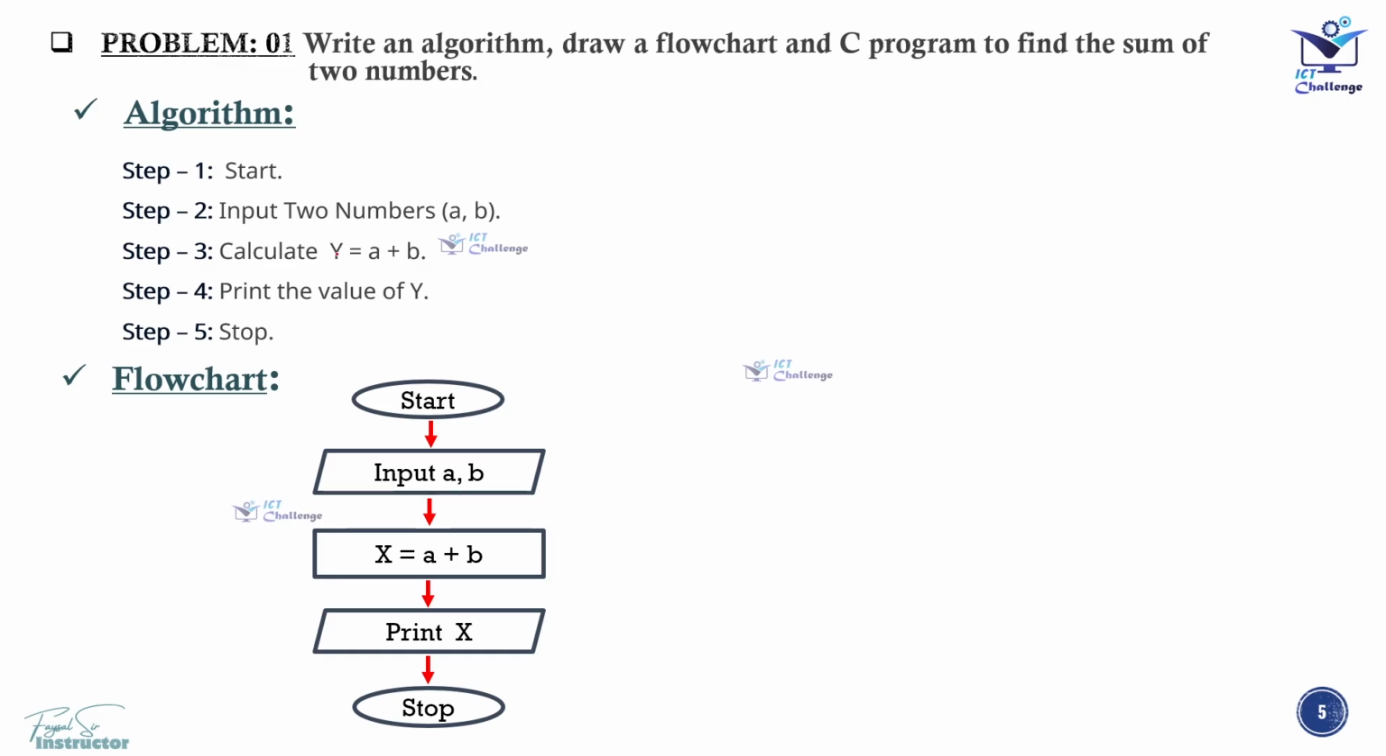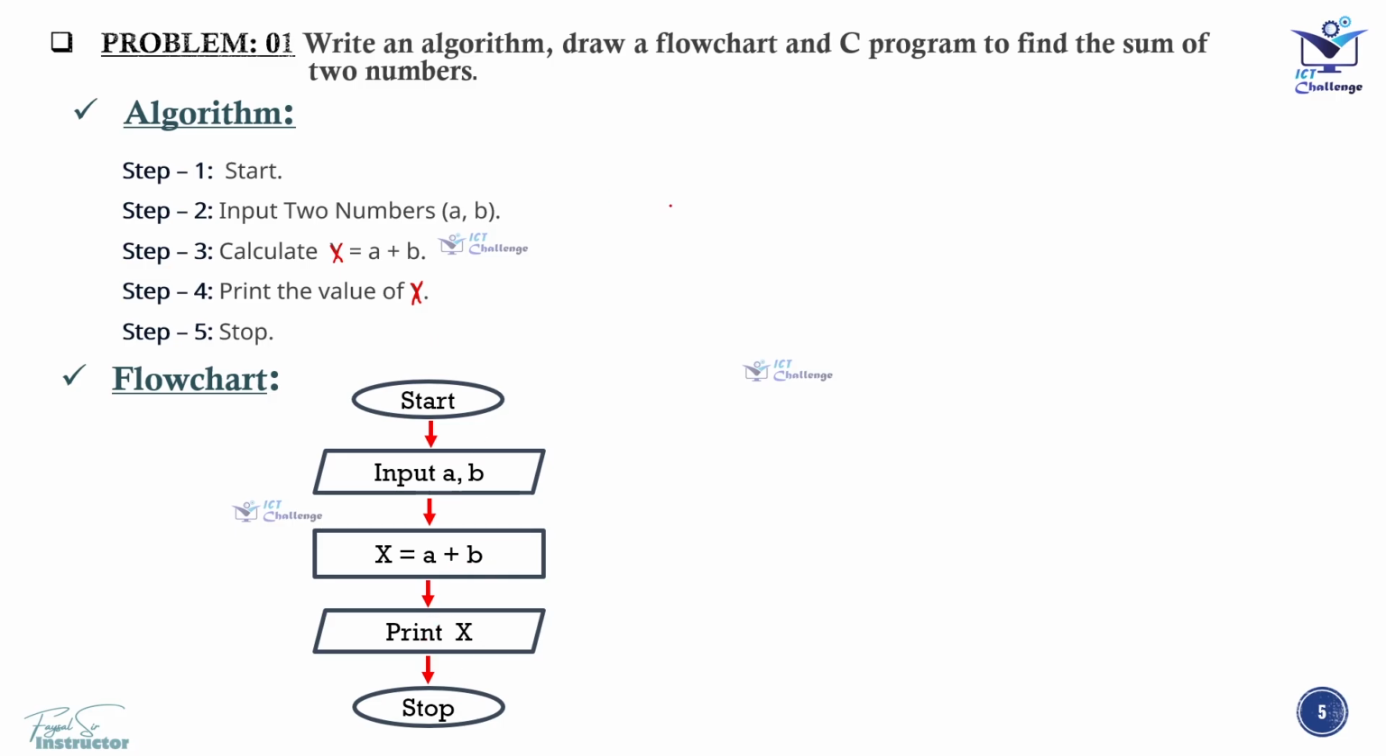So I change this. For the y I write here x, also I write here x for your better understanding. So here, calculate x is equals to a plus b. So the flowchart remains unchanged. Start, input a b, then x is equals to a plus b, print x, stop. So this is our basic flowchart and basic algorithm.